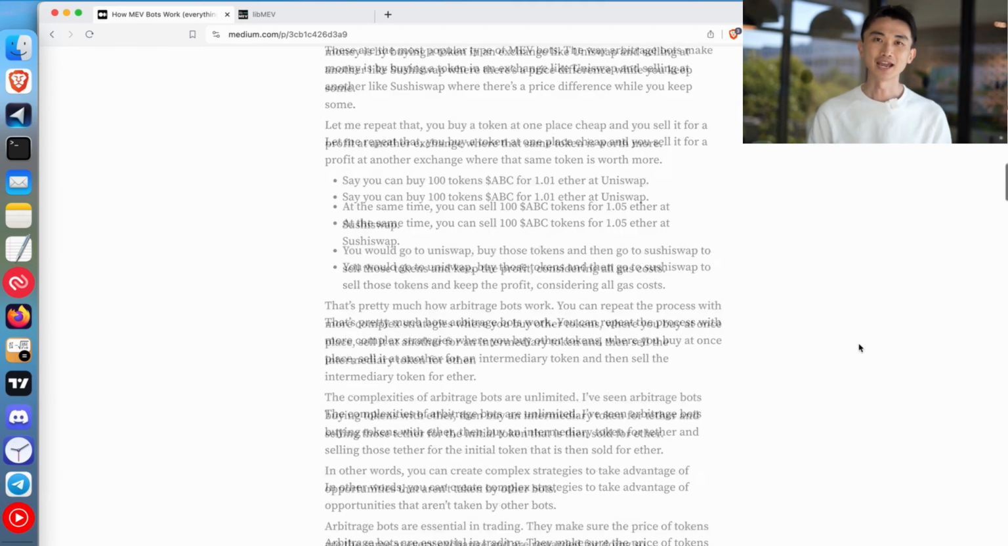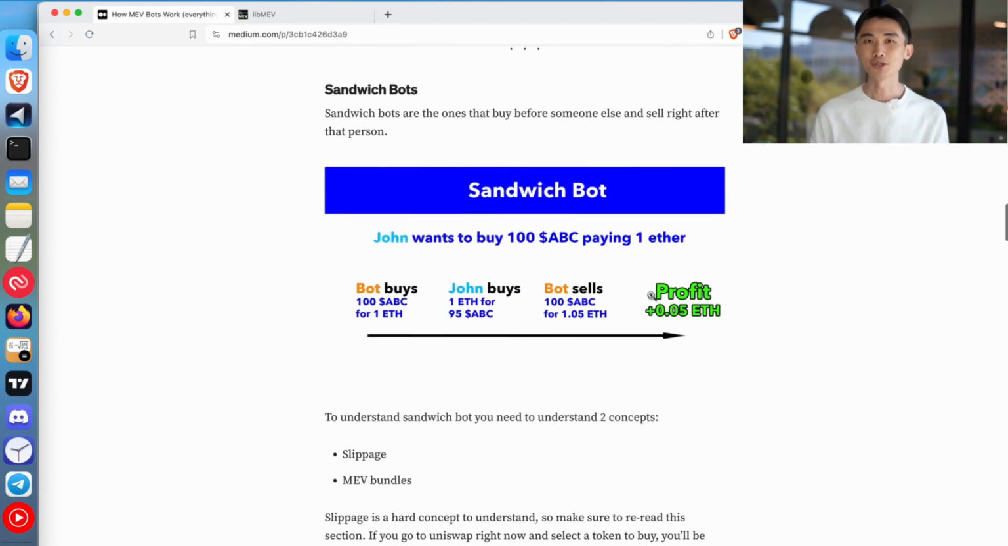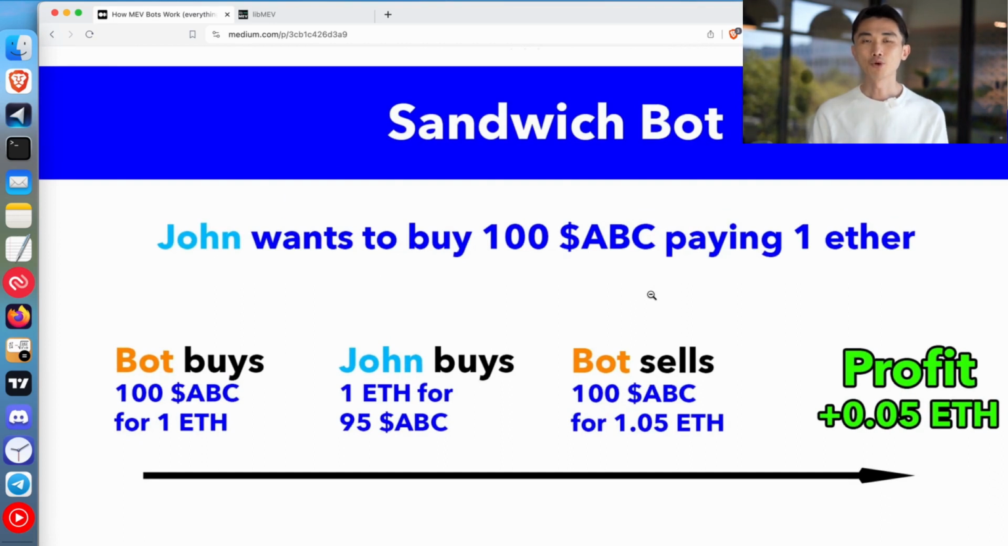Now there is sandwich bots. This is the one that I prefer. I've been working on this for months and years, and it's one where you buy a token, then someone else buys that same token, and you sell the token. This is much more complicated than arbitrage because you need to be watching transactions. You need to detect someone buying a token, and you use slippage to extract a profit.